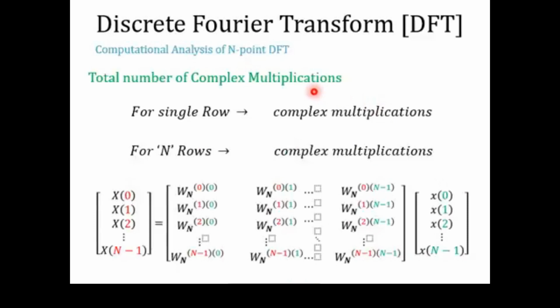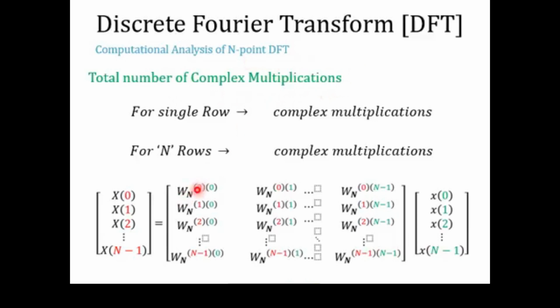Now let's start identifying the number of computations involved in the n-point DFT equation. The first computation which we have selected is the number of complex multiplications. So we have to identify how many complex multiplications will be performed by our computer during an n-point DFT analysis.